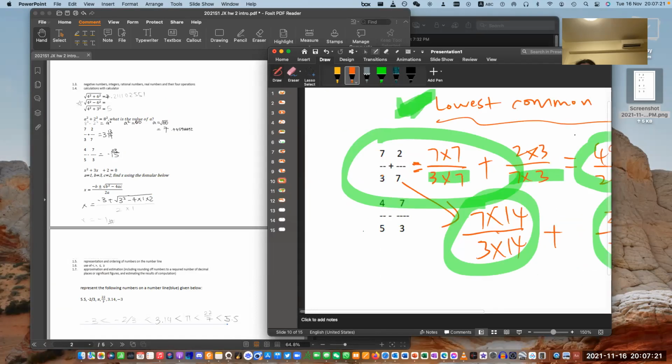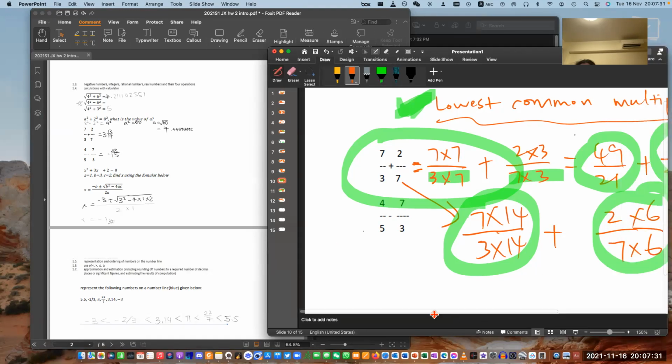Okay, so this one, let me see, 49, then this is 6. Did you use a calculator to do your question? If you use a calculator, then I will trust your answer more than I trust my answer already. Okay, so let me see. So this is 49/21.